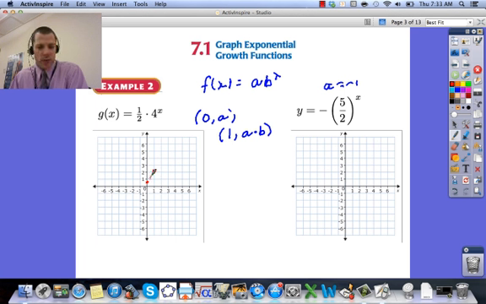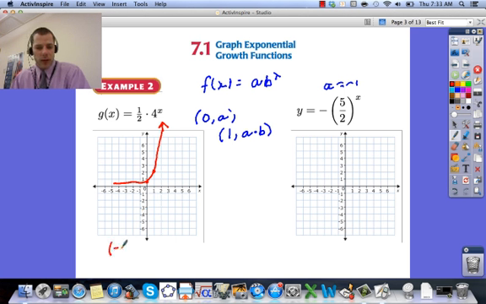Now I could add more points here if I wanted to. I could plug in 2 for x, and you'd have 16 times 1/2, which would be 8, somewhere up there. And I'm going to follow the asymptote and draw my graph. Okay?